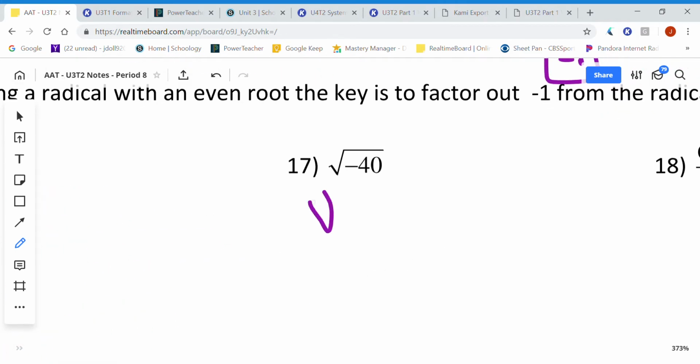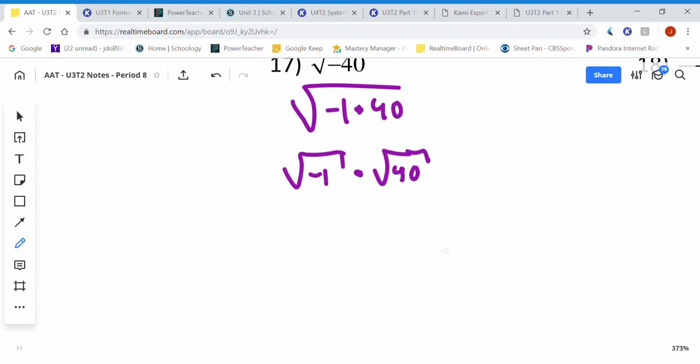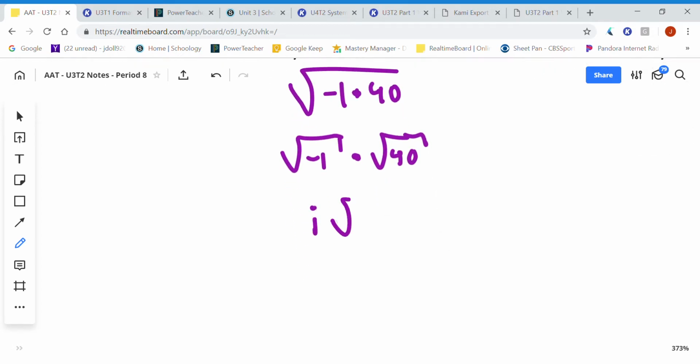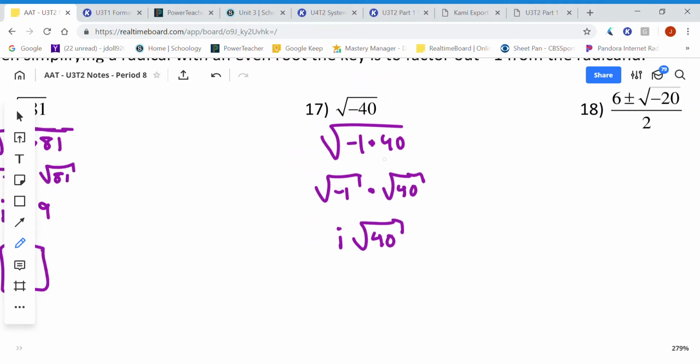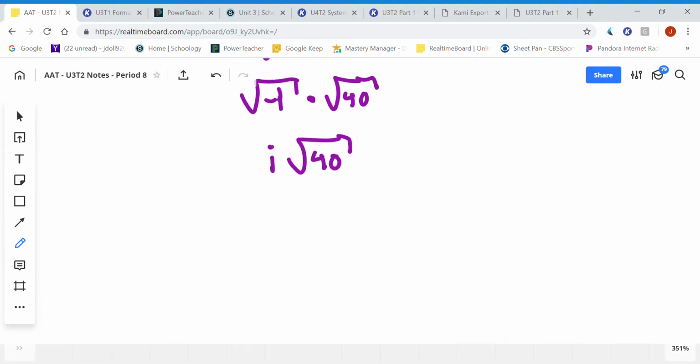Same deal here. Going to follow the same procedure. Now, do I need to see all of these steps every single time? No, I don't need to do that. I would hope you could all get this down to i square root of 40 without needing to show me this work, but I'm just writing it all out so you can see that. Now here's the catch though. Square root of 40 is not simplified. The i is simplified, and that's hanging outside the radical, but the square root of 40 is not simplified.